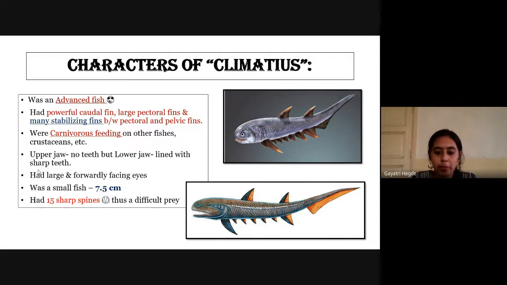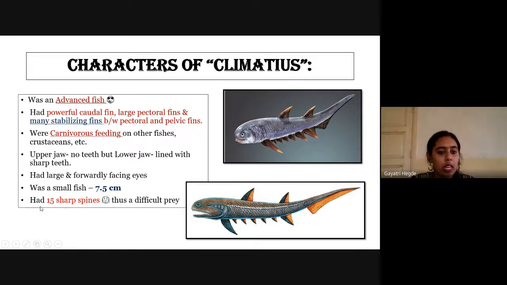Okay, remember. Then coming to the position of the eyes, they were very large. Can you see? The eyes were large and they were forwardly facing. Forwardly मतलब आगे की तरफ है. Now in pomfret कैसा रहता है? Laterally compressed रहता है ना, ऐसा चपटा रहता है fish. तो यहाँ पे एक eye, यहाँ पे एक eye. ऐसा नहीं है, इसका कैसा है? Forwardly facing. ठीक है? It was a small fish measuring up to about 7.5 centimeters.